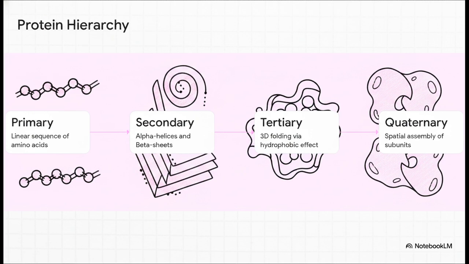Step 3, the tertiary level, is the complete 3D folding of that single chain. This is driven largely by the hydrophobic effect, just shoving all the nonpolar side chains into the center to hide from water. And finally, the quaternary level. This is where multiple independent protein subunits come together to form these massive, functioning oligomeric assemblies.